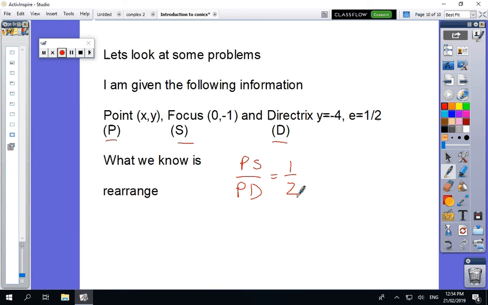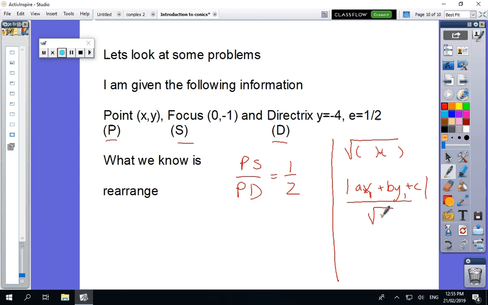And I can rearrange this and then try and work it out. So we need two distance formulas. We have the distance formula between two points, so we can use the square root, which we know, but we also have what's called a perpendicular distance formula. We need this for the distance PD. The perpendicular distance formula is ax1 plus by1 plus c, all over the square root of a squared plus b squared. And that's what we're going to look at doing now.